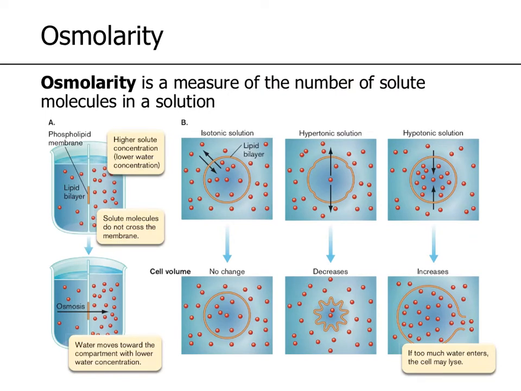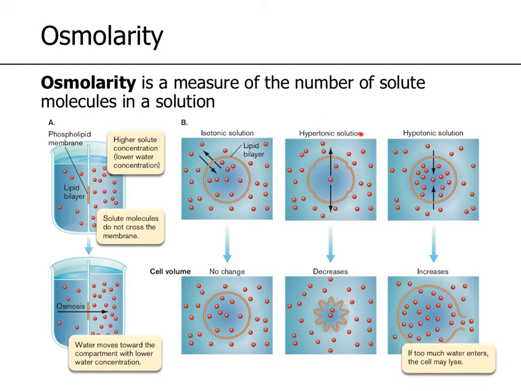All right, so the next thing that we're interested in is osmolarity. Hopefully you know a little bit about osmolarity from your chemistry classes, but osmolarity is essentially a measure of the number of solute molecules in a solution. What matters to us is the environment that the microbe is in. So if you have an isotonic solution, the solute concentration is equal on the outside of the cell and on the inside of the cell.